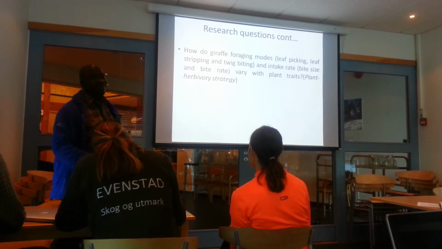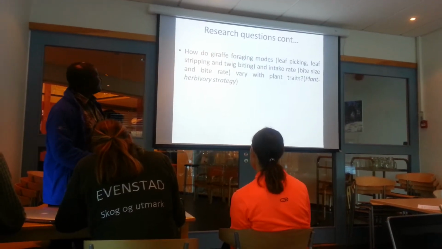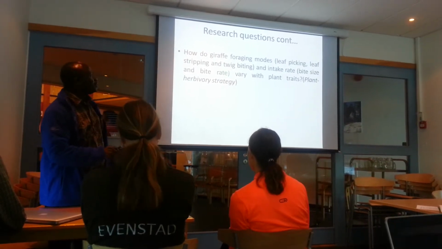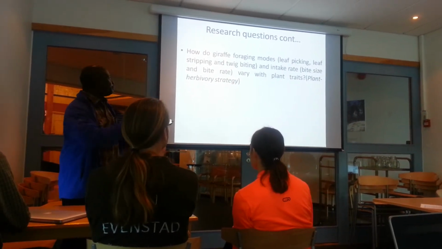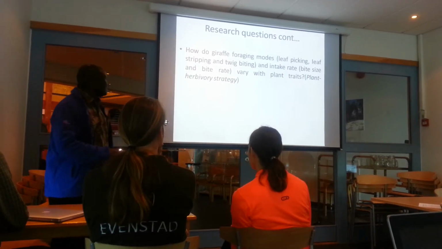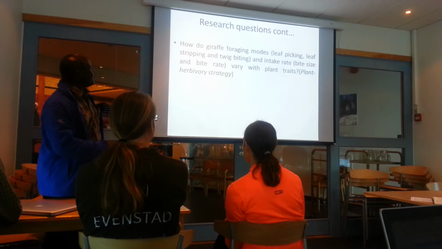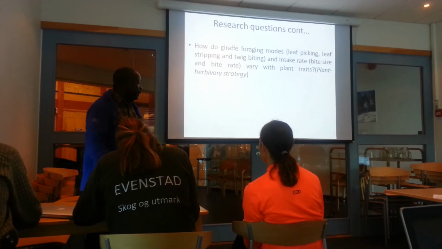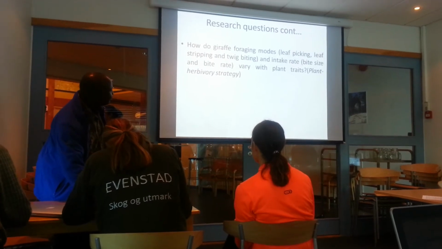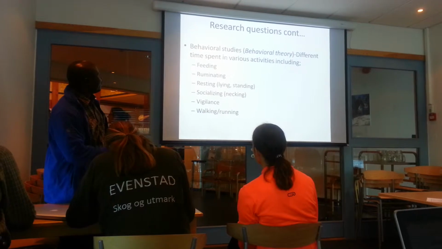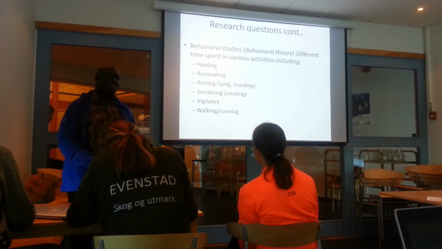The last will be the foraging mode. Here we're talking about leaf picking, leaf stripping, and twig biting: to strip, pick, and to bite. That's related to the plant herbivory strategy theory. Then I have another theory, the behavioral theory, that I'm also going to test.